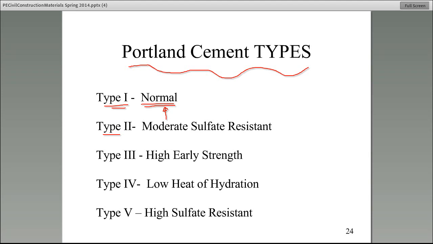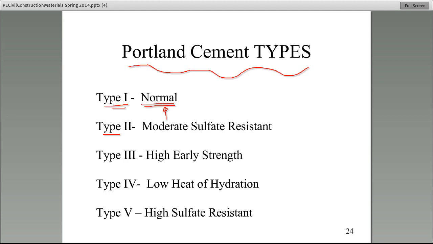Most general type cements that are used and sold these days, however, is a combination type 1, type 2, and they sell it as type 1/2. Now, let's talk about type 3.